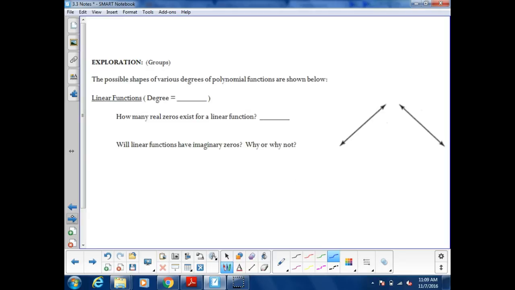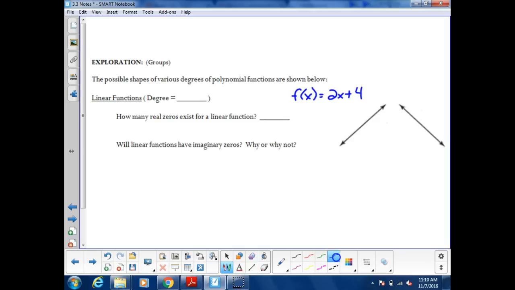Okay? So, group exploration. The possible shapes of various degrees of polynomial functions are shown below. So the first one is linear functions. What's an example here of a linear function? Give me an example of a linear function. 2x plus 4. 2x plus 4. Could I go f of x here? Sure. F of x equals 2x plus 4.